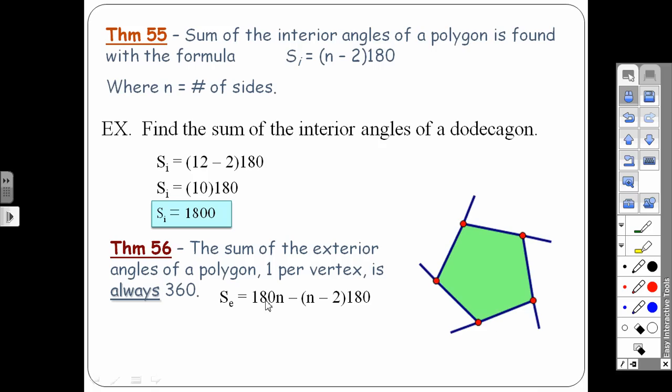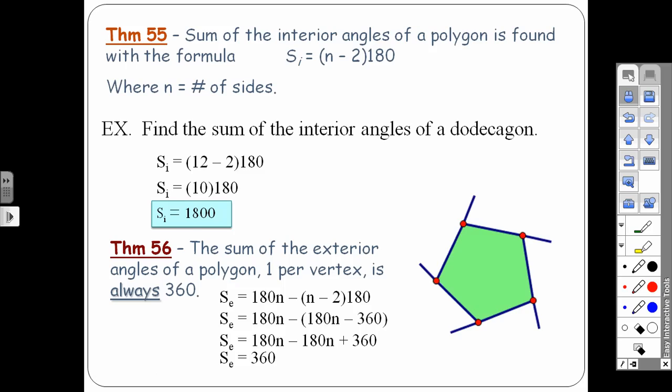So if we take 180 and multiply by n, that's giving us both the exterior and the interior for each vertex. So if we subtract the interior, which we just got this formula, n minus 2 times 180, what should be left over is just the exterior, right? Okay, so let's do this. Let's actually simplify, distribute the 180, and then distribute our minus sign, and then combine like terms. Notice that this positive 180n and this negative 180n are going to cancel out, and we're just left with 360. So this is really nice. No matter how many sides the polygon has, the sum of the exterior angles is always going to be 360 degrees.